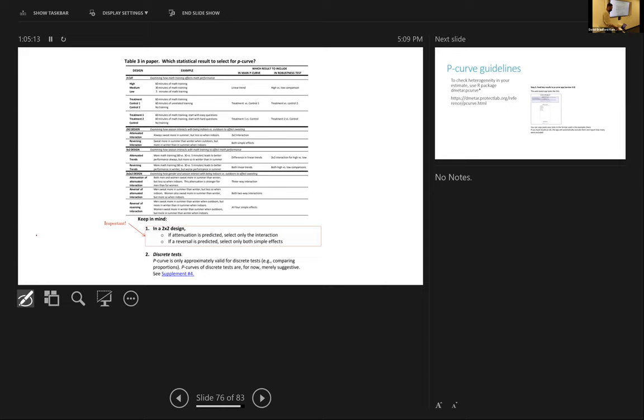I guess the tests that you don't want to do are these discrete statistics tests. You don't want to be comparing proportions. I don't know, Matt, do you have any thoughts on this point around discrete tests?